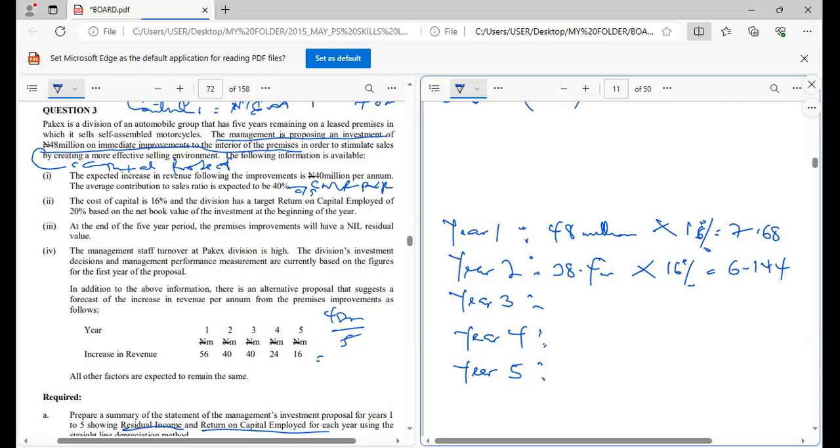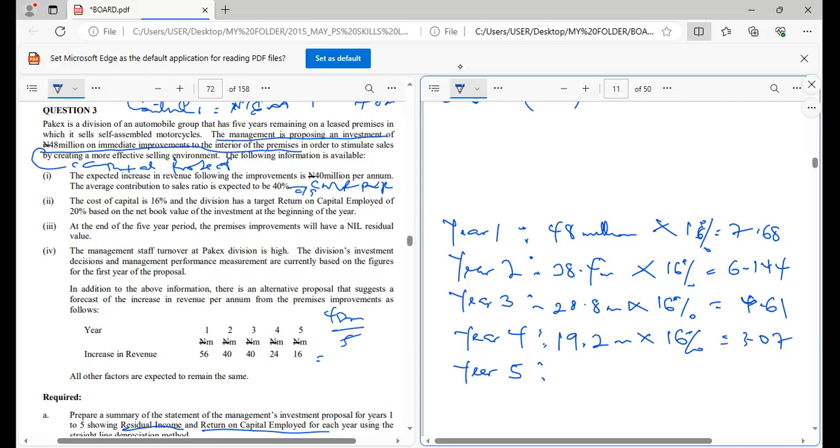Year three, what do you have there? 28.8. 28.8 multiplied by 16% gives 4.61. Year four, 19.2. 19.2 multiplied by 16% gives 3.07.